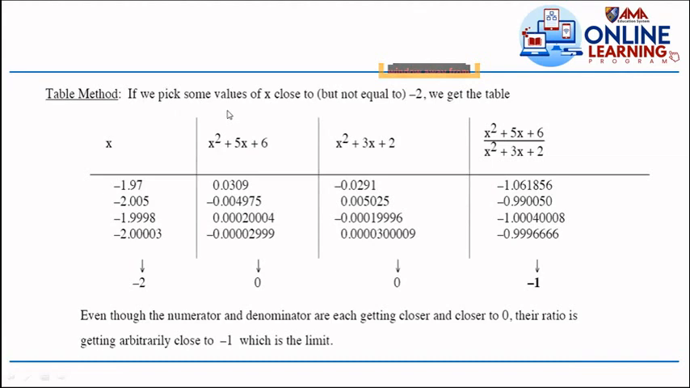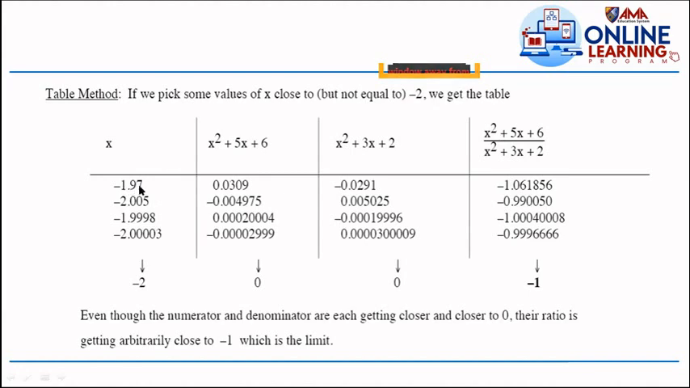So ito yung table method po natin. Okay? If we fix some values of x close to but not equal to negative 2, we get the table. So from your left and right, ito yung left po natin, which is less than negative 2, negative 1.97 and negative 1.998. Yung right po natin, greater than negative 2, negative 2.005 and negative 2.003. So gagawin po natin, substitute natin.